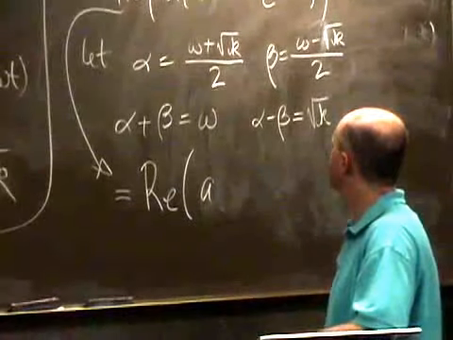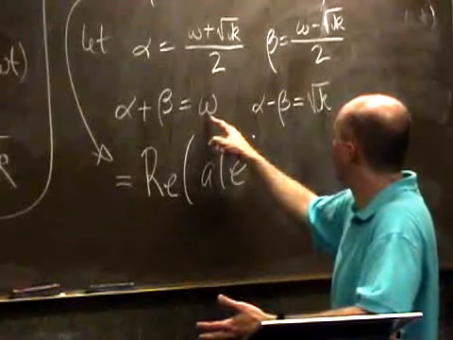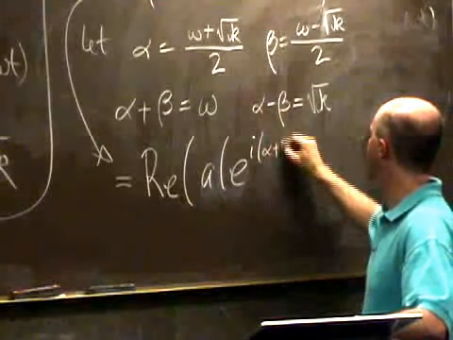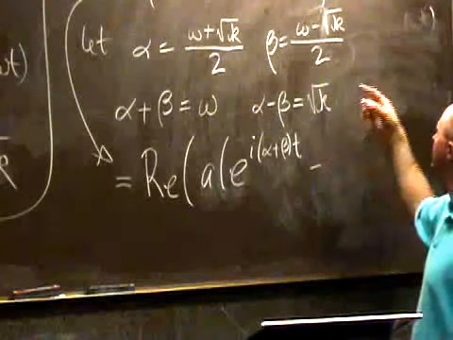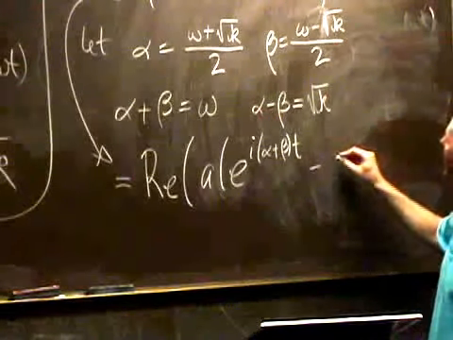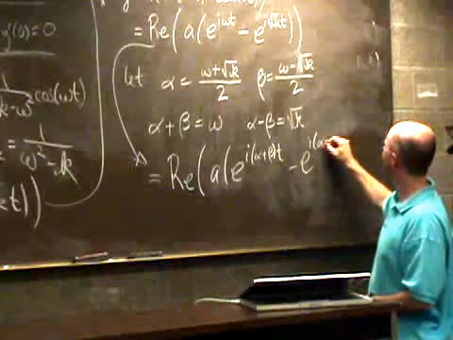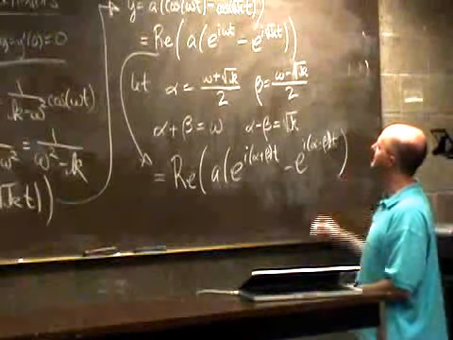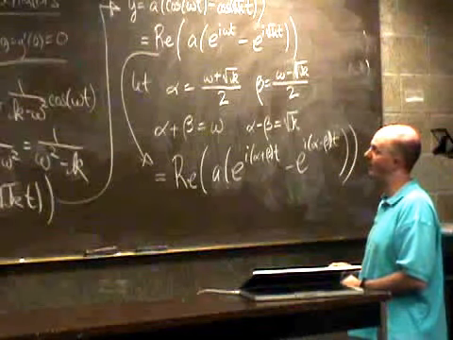So let me go ahead and make the substitutions in terms of alpha and beta. Since we've just found that omega is alpha plus beta, we can replace the omega with alpha plus beta. And then square root of k is alpha minus beta, so looking up here and down here at the same time, we can replace the square root of k with alpha minus beta. Again, it's still not very clear where we're going with this.